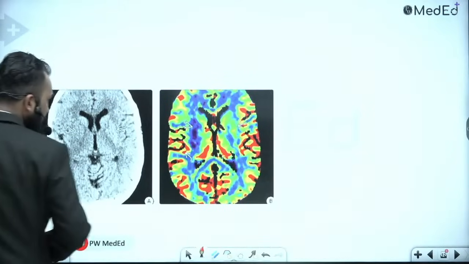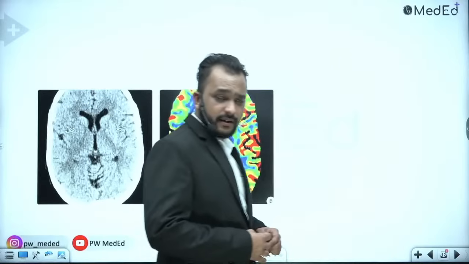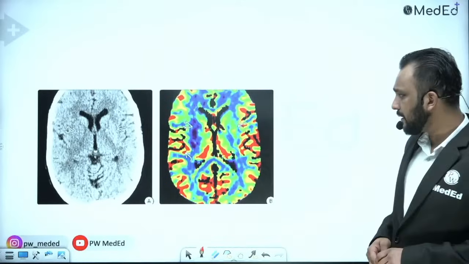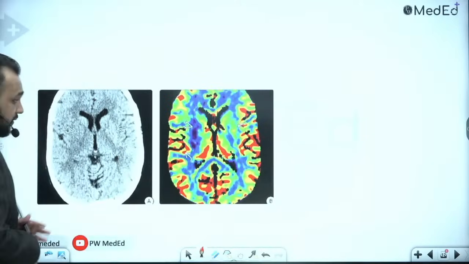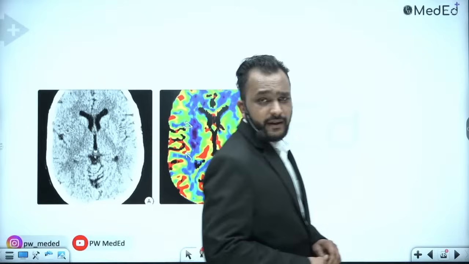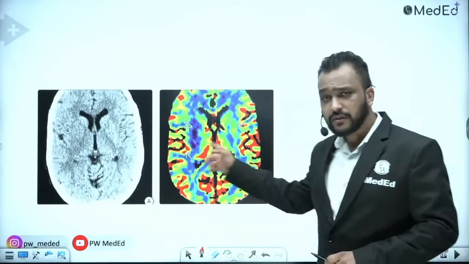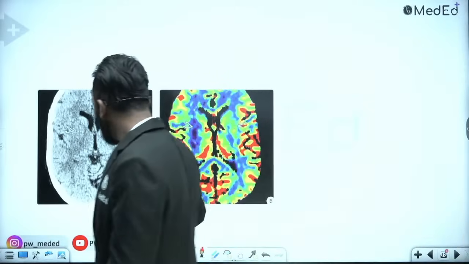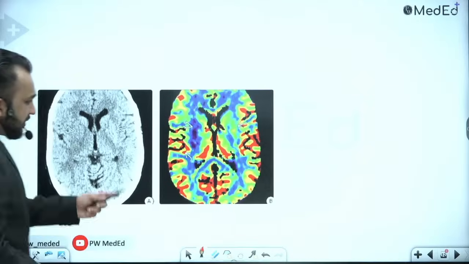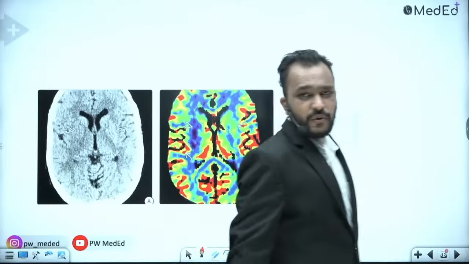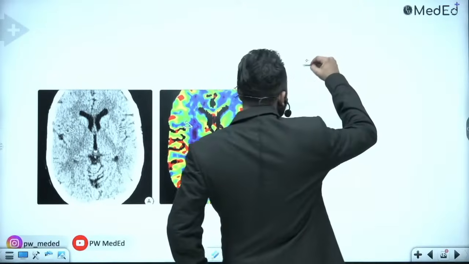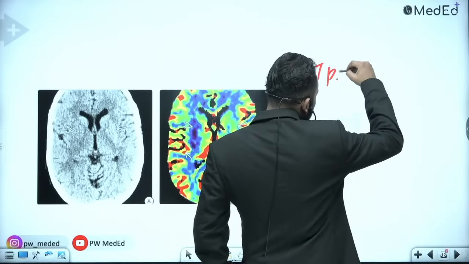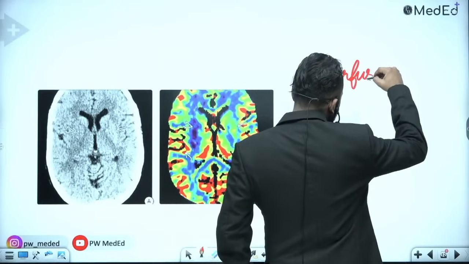Here again, this question can be asked. You can be given a history that a patient has right-sided hemiparesis. An investigation is done for this patient. What is the investigation that is being shown to you in this image? So guys, this is a newer imaging modality, that is your CT perfusion image.